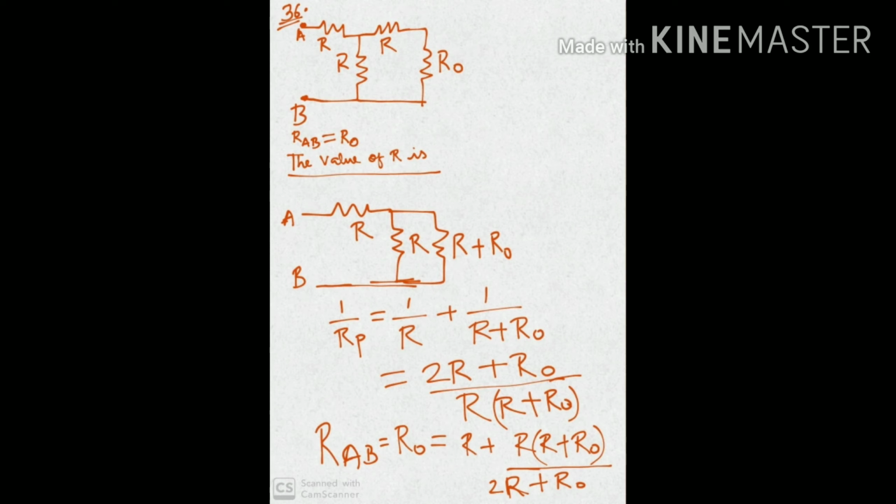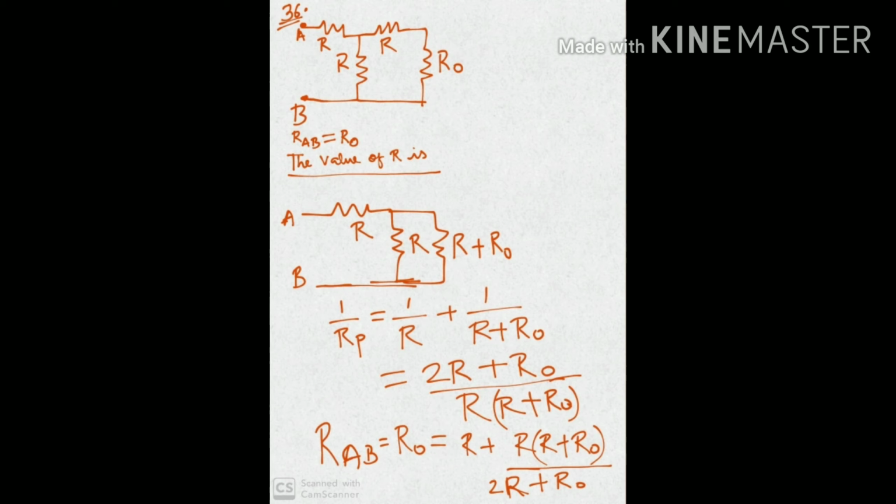Here I have drawn the same diagram. In it, RAB is R0, as given in the problem itself. R and R0 are in series, so I have taken it as R plus R0. And R plus R0 and R are both in parallel, so I have taken the parallel form 1 by R plus 1 by (R plus R0). On taking the LCM, I got the result 1 by Rp as (2R plus R0) by R into (R plus R0).